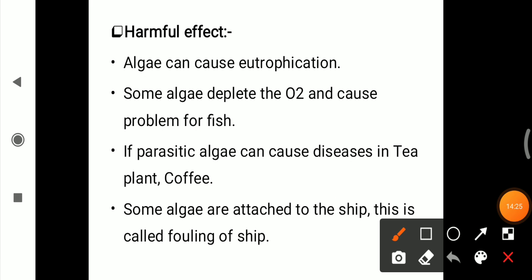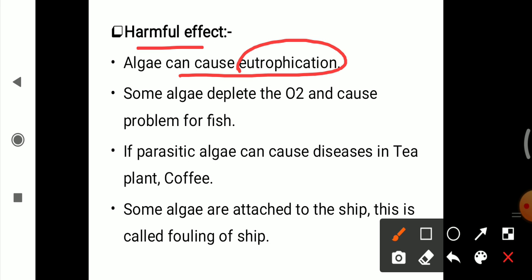If we talk about the harmful effects of algae, algae can cause eutrophication. Eutrophication is a condition in which there is excess growth of algae, mostly in water bodies. Suppose this is a pond or some lake. Due to the excess growth of algae, they form a mat-like structure upon the water body.